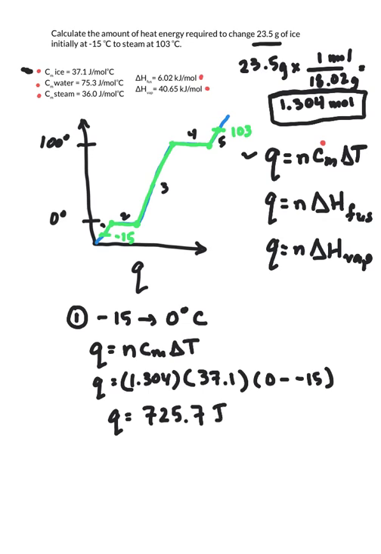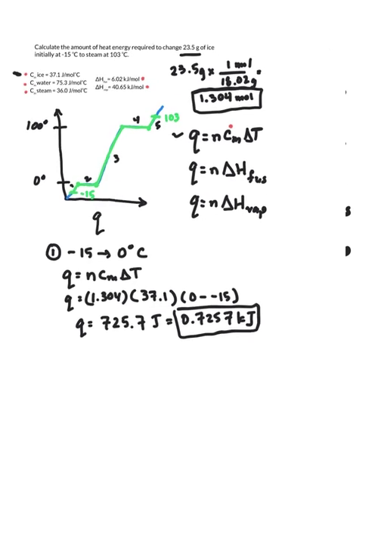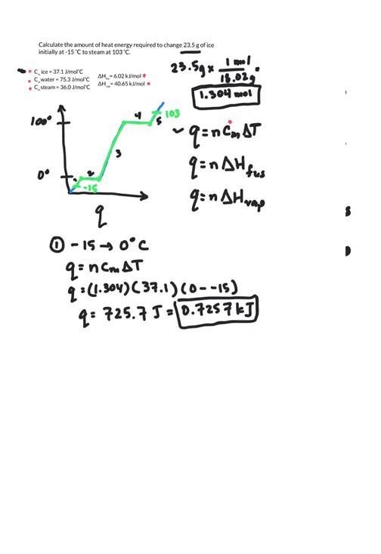joules. And I'm going to save myself some heartache and just convert that straight away to kilojoules. Divide by 1,000 so that I don't forget to do that at the end, and circle my answer so I know where I'm at. All right, that's segment 1. That gets us from negative 15, our starting point, up to our melting point.